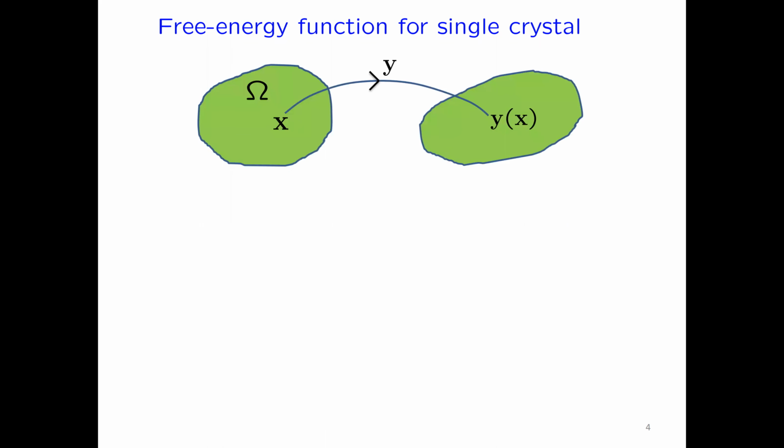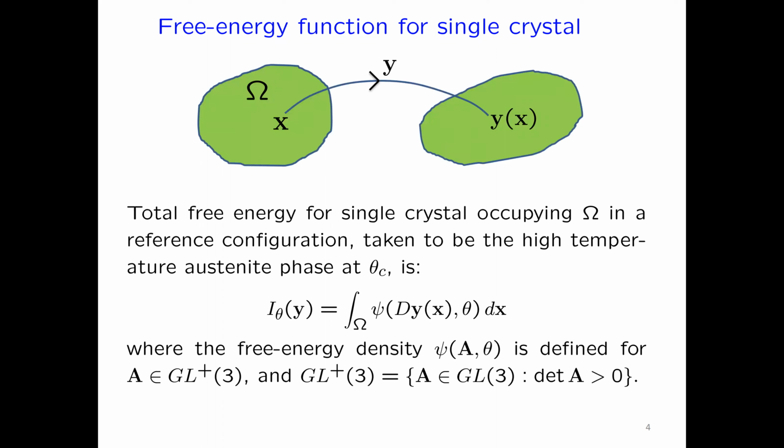Okay, so now how are we going to model this situation? First of all, we're going to take the case of a single crystal. So the original cubic lattice is the reference set, if you will. In a polycrystal, there may be other regions where the lattice is turned in a different grain of the polycrystal. First of all, we consider a single crystal. So we're going to consider a map y from the reference configuration omega to R^3, and the total free energy at a temperature theta. So we have to choose a reference configuration. We'll choose it to be the austenite at the critical temperature.